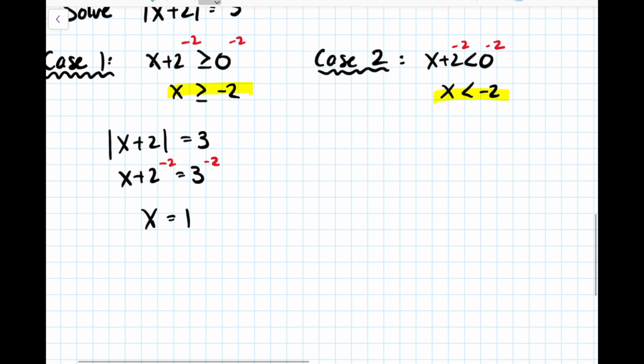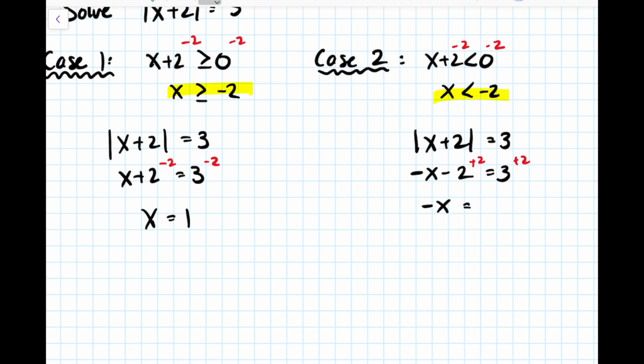All right, and so for this case, when we get rid of that absolute value, remember we have to find the opposite. So instead of x plus 2, this is now going to be -x minus 2. And so we're going to go through and solve that. We're going to add 2 to both sides, which is going to get me -x equals 5. We're going to divide both sides by -1. And we're going to get x equals -5.